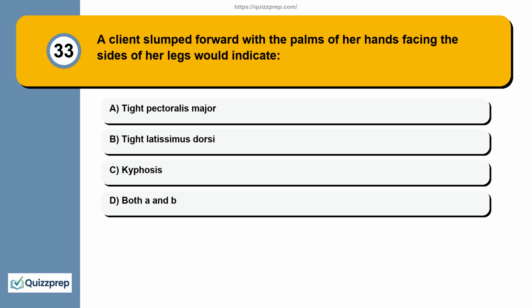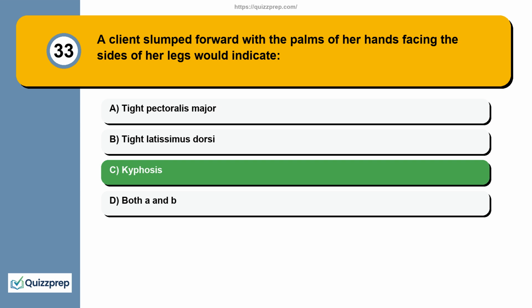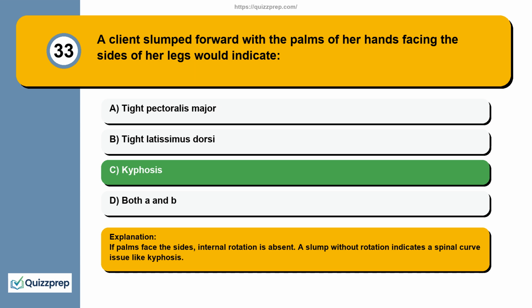Question 33. A client slumped forward with the palms of her hands facing the sides of her legs would indicate tight pectoralis major, tight latissimus dorsi, kyphosis, both A and B. If palms face the sides, internal rotation is absent. A slump without rotation indicates a spinal curve issue like kyphosis.